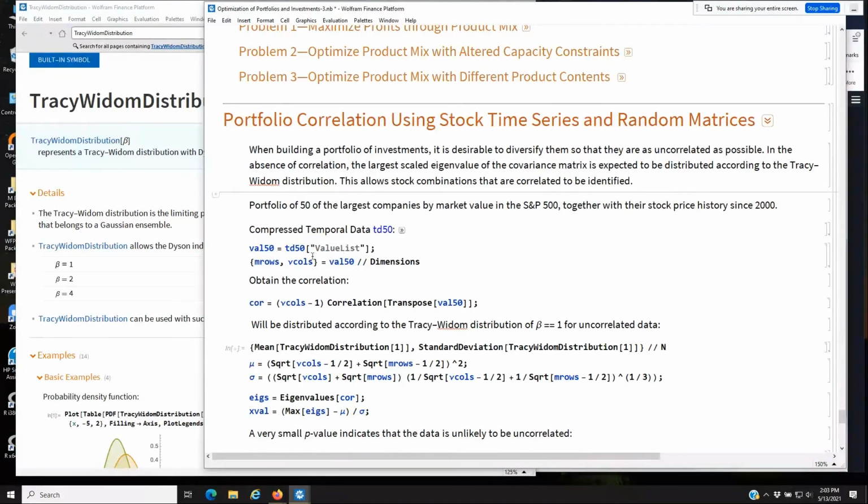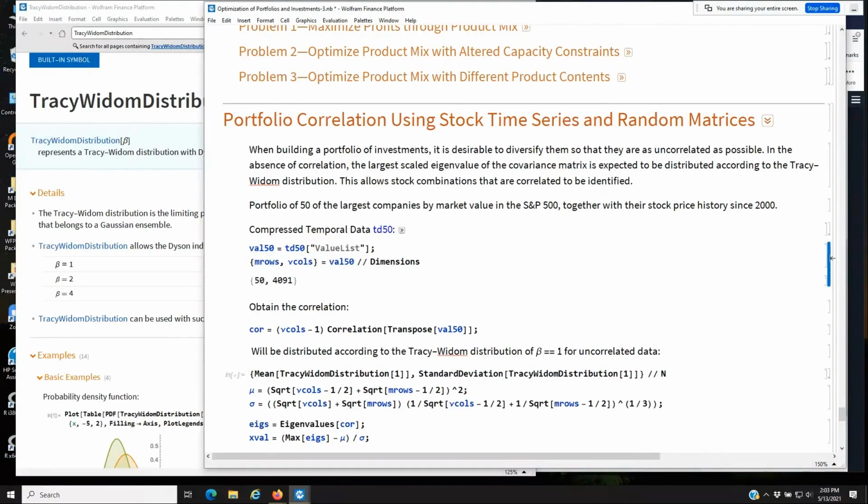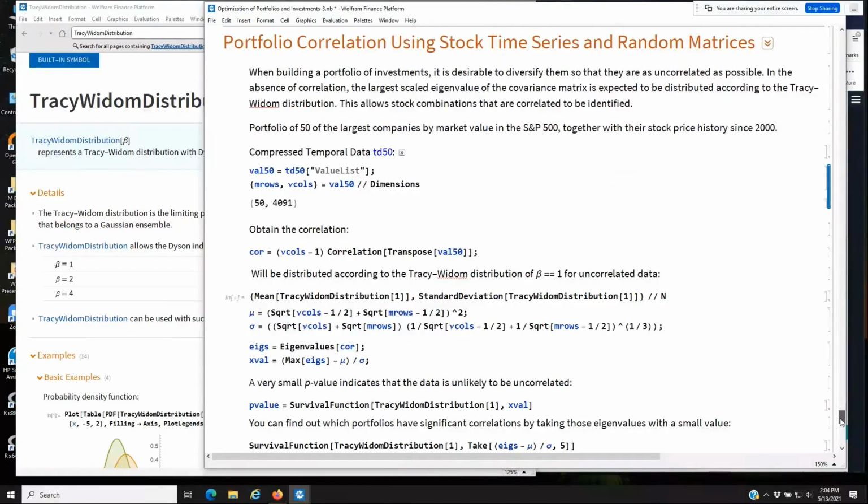Let's load down the 50 values and look at their returns. There's 50 of them, and this is their price history from 2000 up to whenever I loaded this value in. So the correlation matrix is now going to be defined by this. This is the definition of correlation. And so you think, well, it should just be this. But what we're actually looking at is the estimated correlation, and so we have to include this factor.